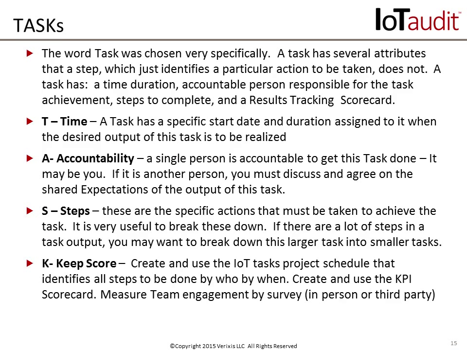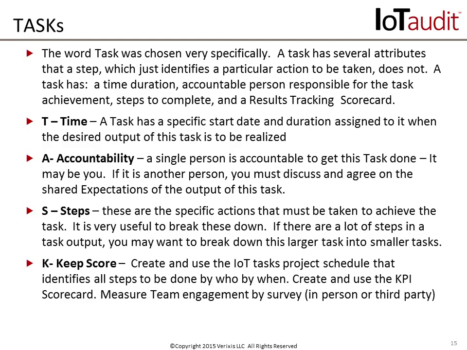Now that we have our strategic plan put together, it's time to take a look at the IoT project plan and identify the tasks that make up that plan. Now, the word task was chosen very specifically. A task has several attributes that a step, which just identifies a particular action to be taken, does not. A task has the following: a time duration, an accountable person responsible for the task achievement, the steps to complete that task, and a results tracking scorecard.